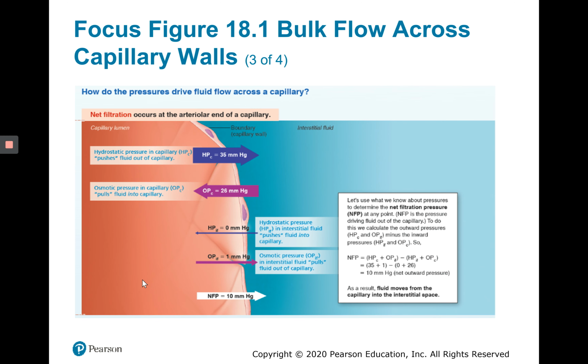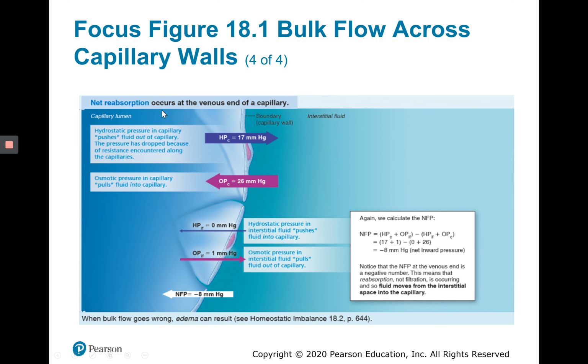I do like this part of your focus figure, looking at each side. So we're going to start by looking at net filtration that occurs at the arteriolar or artery end of a capillary. And you see here that the hydrostatic pressure inside the capillary is our largest pressure. So no matter what other pressures are being exerted, we have an oncotic pressure of the capillary pulling fluid in. The pressure that's the largest is going to win, so our net filtration pressure is going to be out, but only out by about 10 millimeters of mercury.